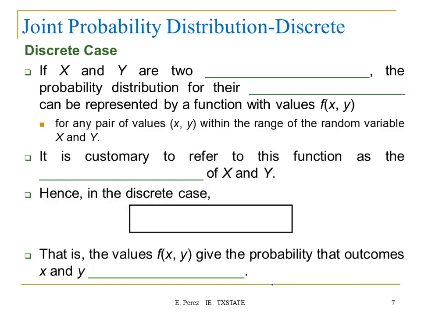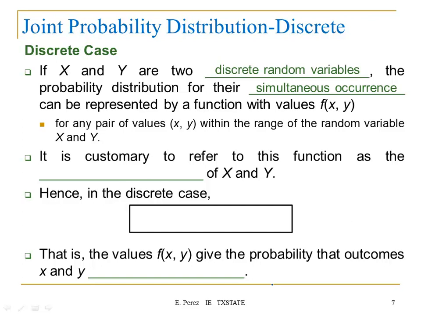Okay, so now we're going to focus on the 2 cases. First one, the discrete case, then we're going to transition to the continuous case. For the discrete case, if x and y are 2 discrete random variables, the probability distribution for their simultaneous occurrence can be represented by a function with values f of x and y. And this is a function of both variables.